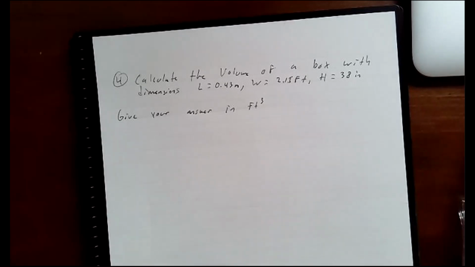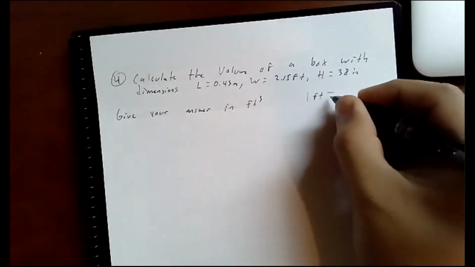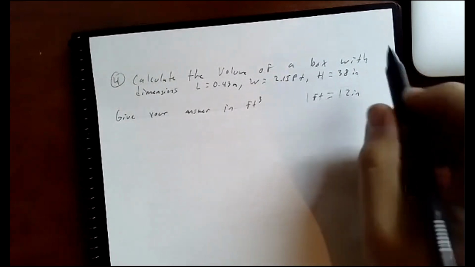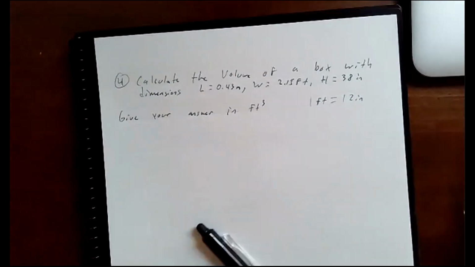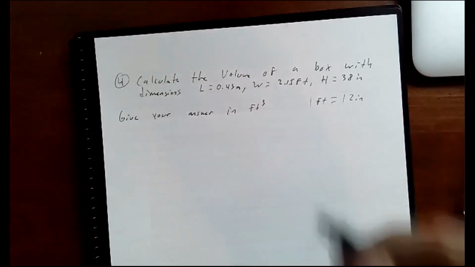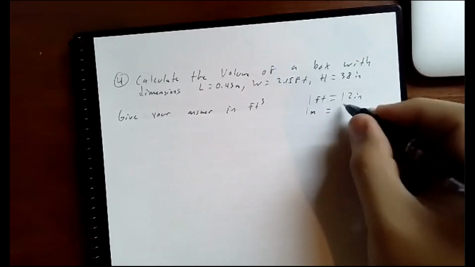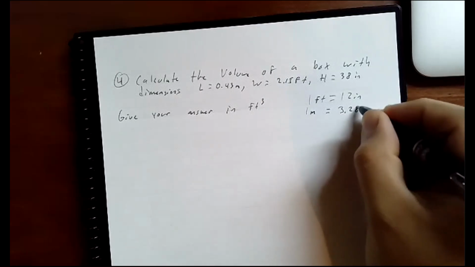So let's write our conversion factors. We know there is 1 foot in every 12 inches, correct? So we can convert this one. Then we also need to note the conversion for meters to feet. Let me find that one. I'll write it down. So 1 meter is about, we'll use this rounded value, 3.28 feet.